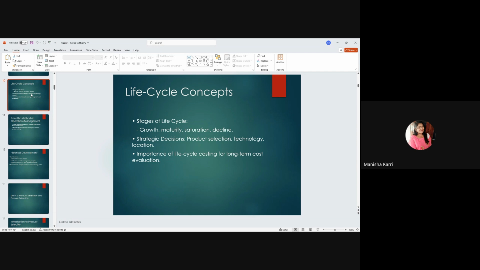And coming to the last stage, which is the decline stage, fewer people will buy it as newer models come out. So the company decides whether to improve it or stop selling it. And the bottom line: knowing the stages of the product life will help the business to make smarter decisions and to plan for costs over time, so they can stay profitable and more competitive.